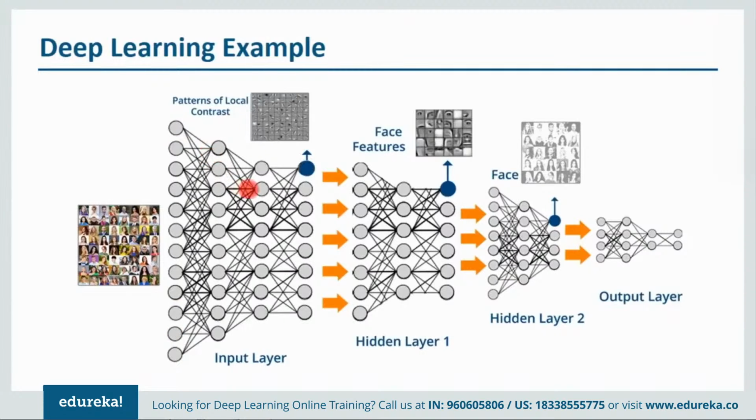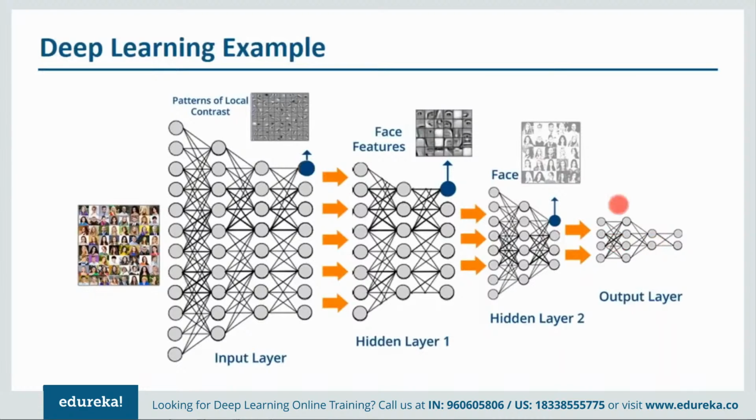Then these input layers will determine the patterns of local contrast, which means that it will differentiate on the basis of colors and luminosity and all those things. After that, in the following layer, it will determine the face features. So it will form nose, eyes, ears, all those things. Then it will accumulate those correct features for the correct face, or you can say that it will fixate those features on the correct face template. So it will actually determine the faces here, as you can see over here. And then it will be sent to the output layer.